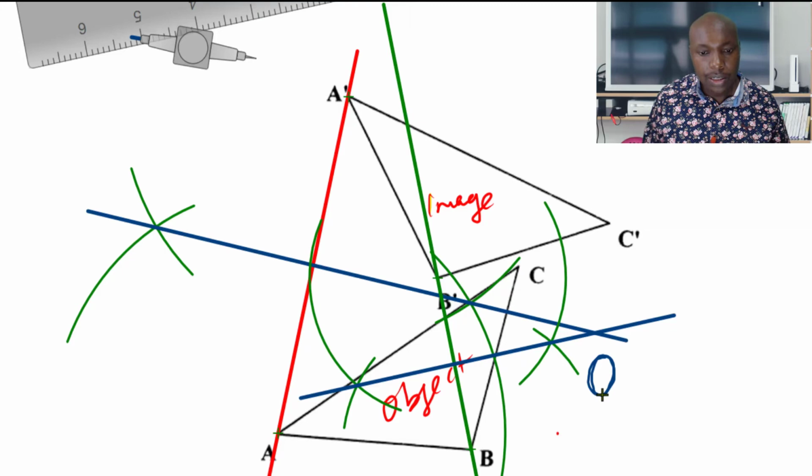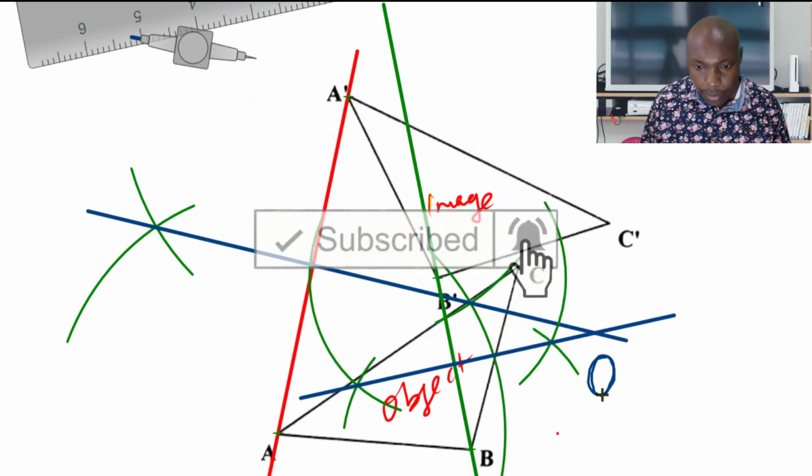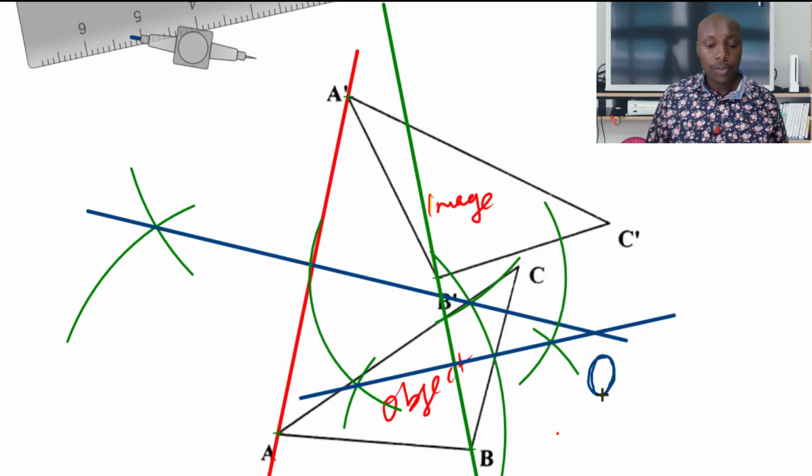Now the next thing is to determine the angle of rotation. How do you get the angle of rotation? To get the angle of rotation, you simply need to join, you can pick one point and its image. You join a point like A to the center of rotation and to its image, and you can pick a B, you join to the center of rotation, then to B prime.